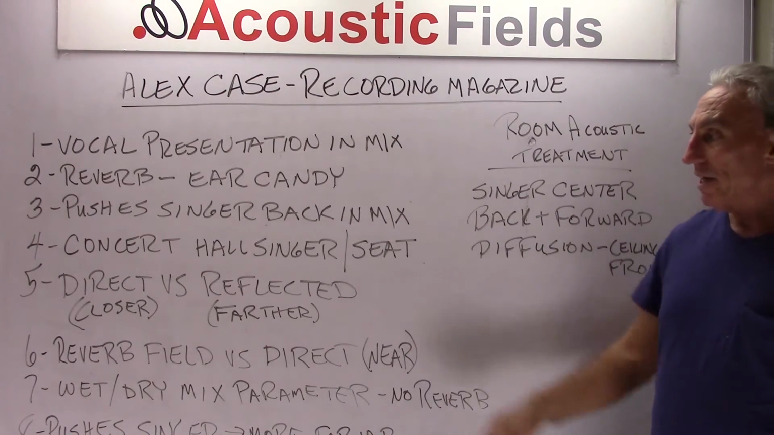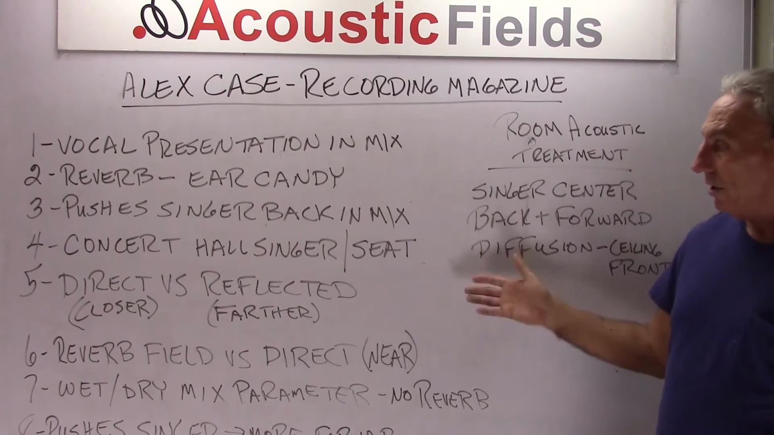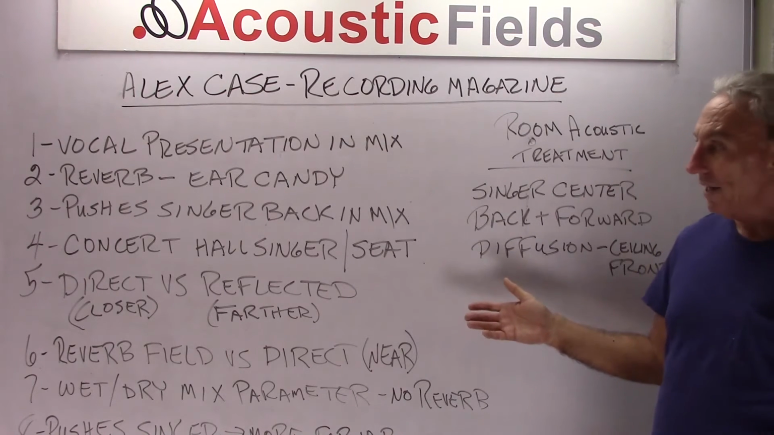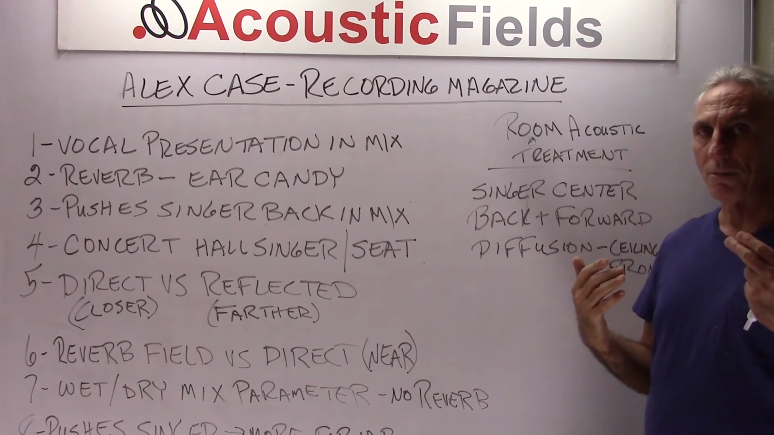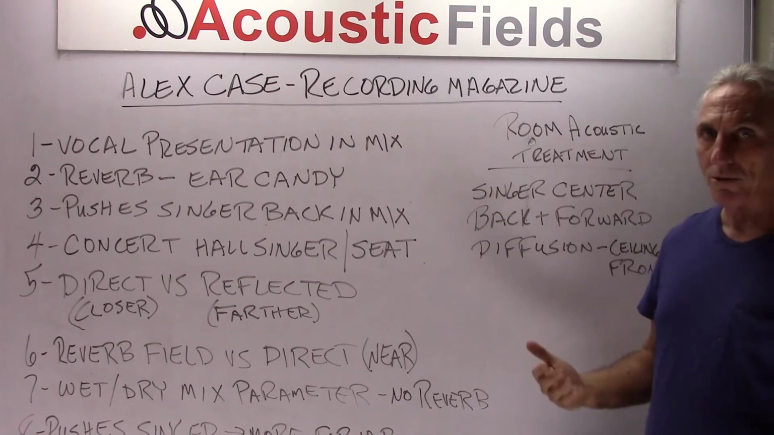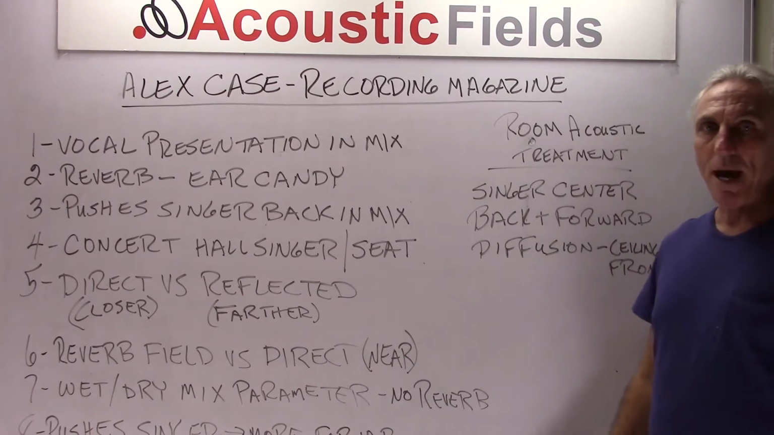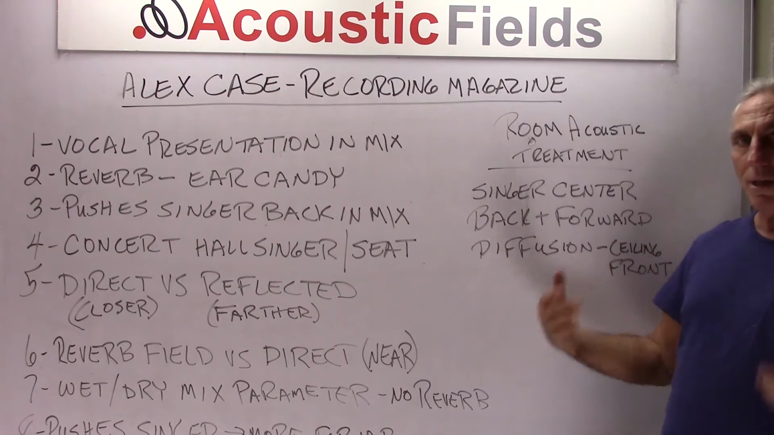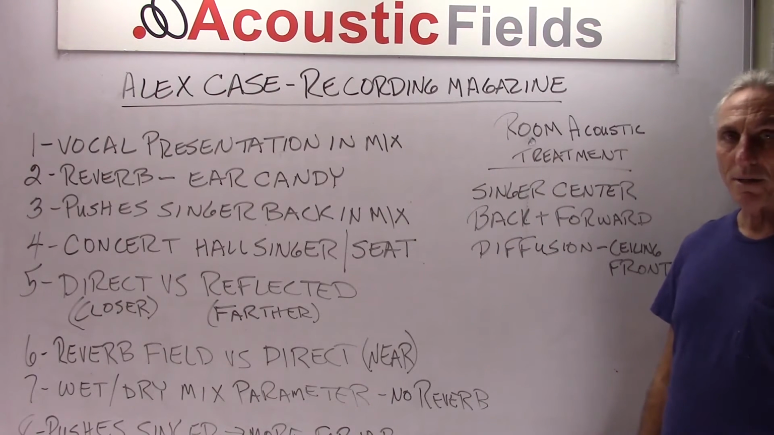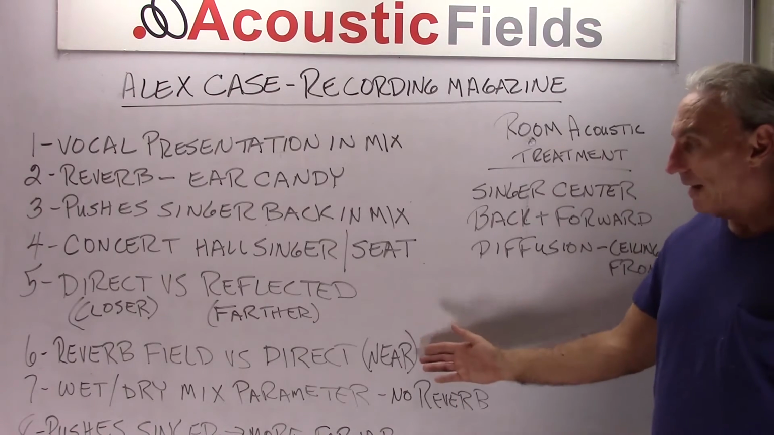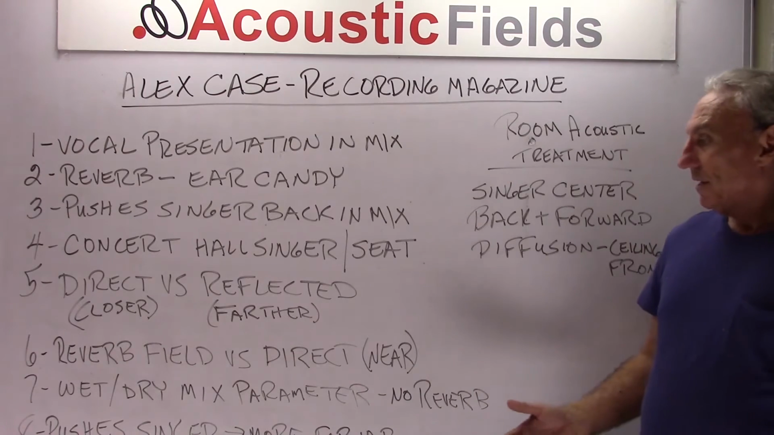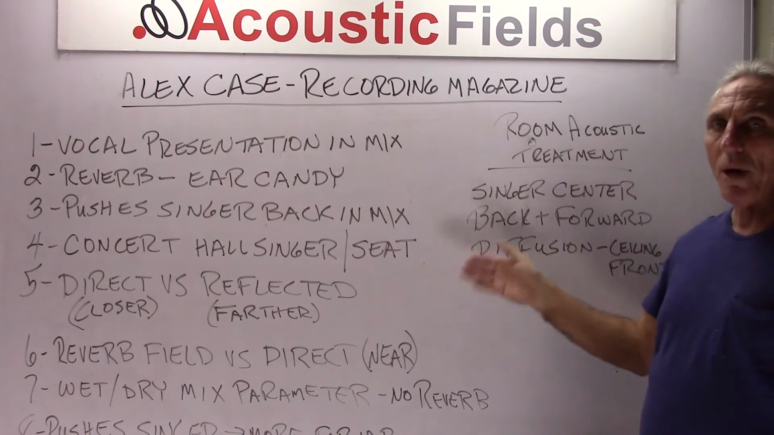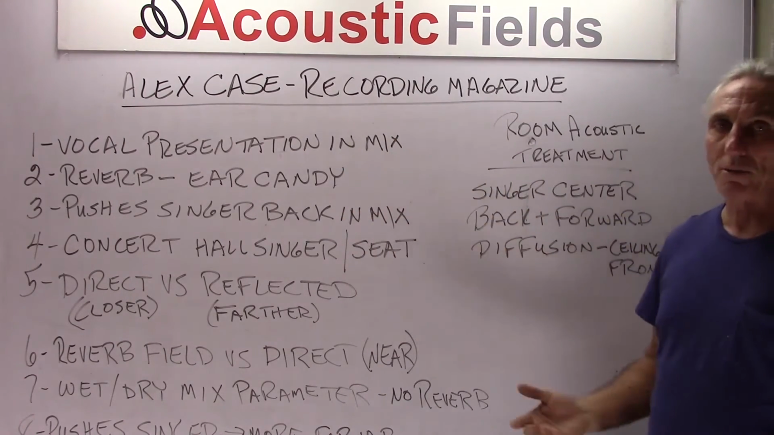So he cites an example of a concert hall, direct versus reflected energy. If you're sitting close to the stage, you're getting more of the direct energy from the singer, and they sound closer to you. If you're sitting farther back from the singer, you're getting more of the reflected energy from the hall, and thus a sense of farther back in distance. So it's the balance between the reverberant field and the direct, which is near. So that's a good way to kind of visualize reverb in the mix.